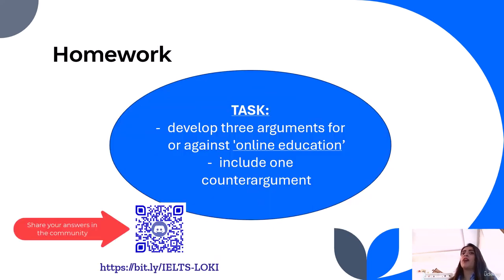Strong arguments are the heart of your essay. For homework, develop 3 arguments for or against online education. Include one counter-argument. Share these on the forum for peer review. Next time, we'll perfect our introductions and conclusions.